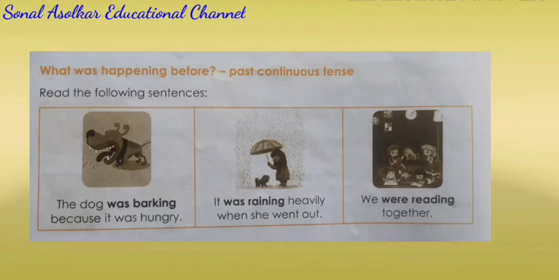Then next we have to see past continuous tense. What was happening before? Past continuous tense. Read the following sentences. The dog was barking because it was hungry. It was raining heavily when she went out. We were reading together. These sentences talk about actions that went on for some time in the past. Such actions are shown in the past continuous tense.